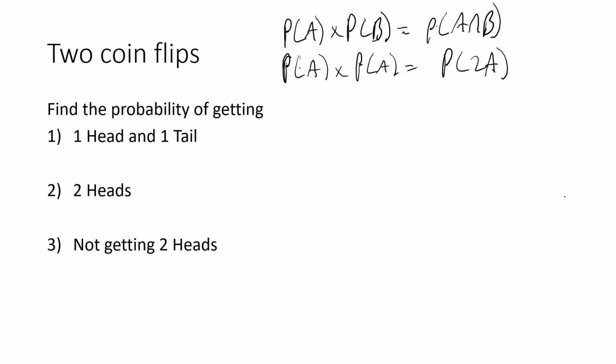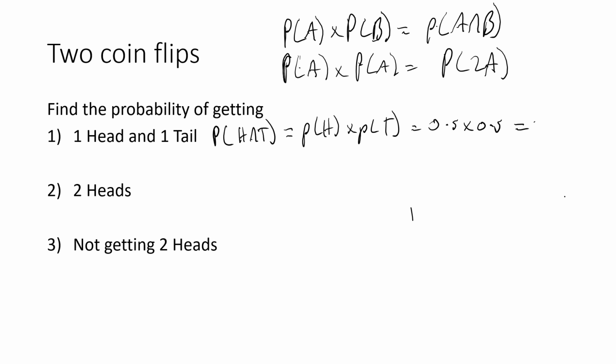Now try and do the following questions with the formula provided. The probability of A happening times the probability of B happening is equal to the probability of A and B happening. And here the probability of A happening times the probability of A happening again is equal to the probability of 2A. So how you would do these questions is here. You want the probability of heads and tails happening. That is equal to probability of heads times probability of tails, which is 0.5 times 0.5, which is 0.25.